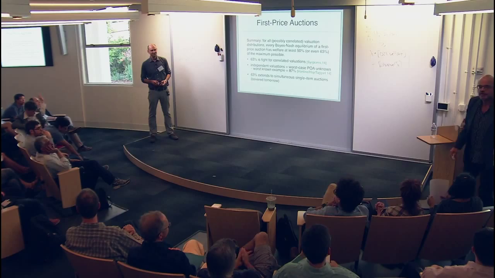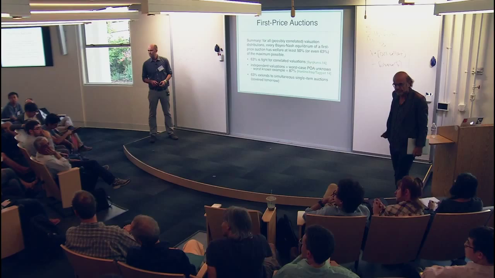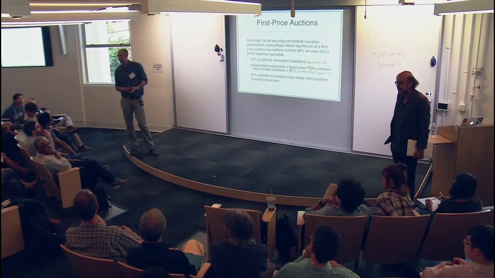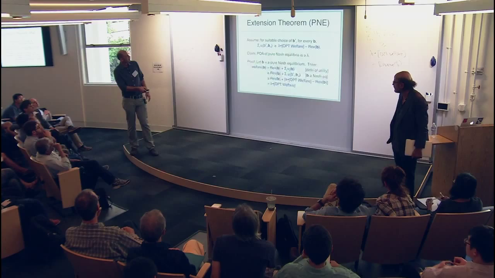Are there any examples where there's even a tiny gap between what can be proved with smoothness and what's known for correlated equilibrium? Yes. In fact, that was a slide that I skipped. So back in the full information case.